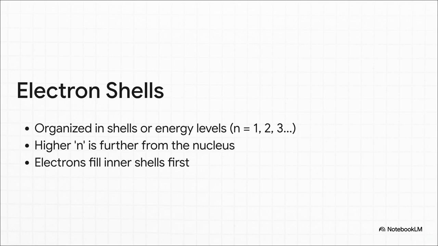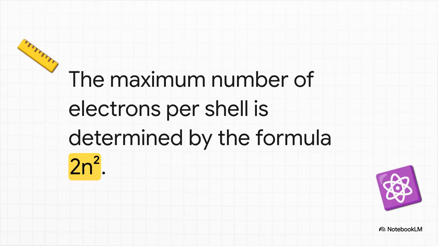And here is the golden rule. Electrons are lazy. They always fill up the innermost shells first before they even think about moving to the outer ones. So how many electrons can each shell actually hold? It all comes down to this one beautifully simple rule. 2n squared, where n is just the shell number.